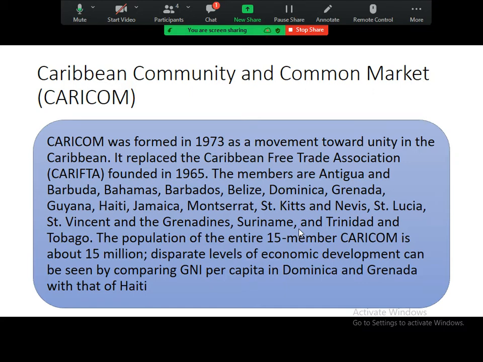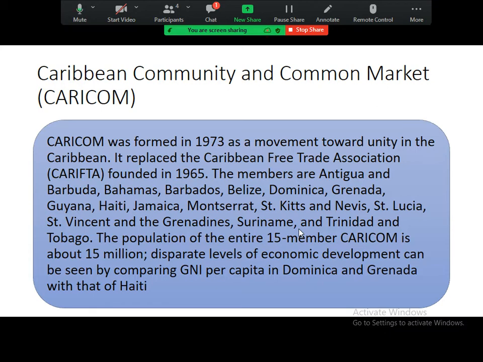The members are Antigua, Bahamas, Belize, Barbados, then Haiti, Jamaica, and the countries you can read on the screen. Difficult to spell those names. Saint Lucia, Saint Vincent and the Grenadines, and Trinidad and Tobago. Okay, so these are the countries. The population of the entire 15-member CARICOM is about 15 million people.